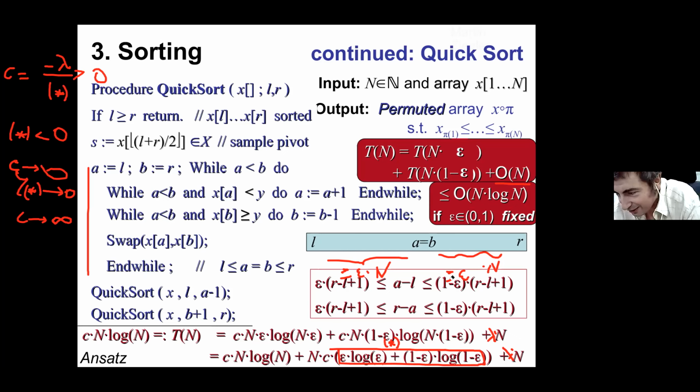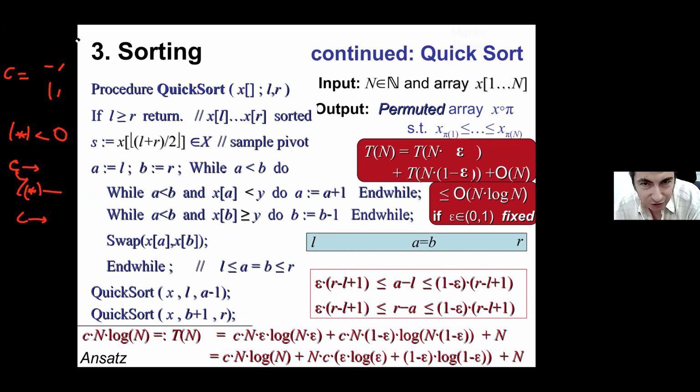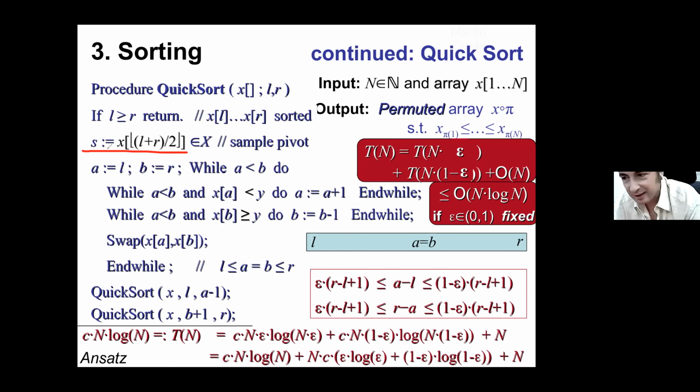So this was the highlight of the last lecture. I discussed an involved and tricky algorithm that can be used to produce such an epsilon. This means I want an algorithm that produces a pivot element S which satisfies epsilon equal to 0.3, let's say in the first case. So this is what we were discussing.